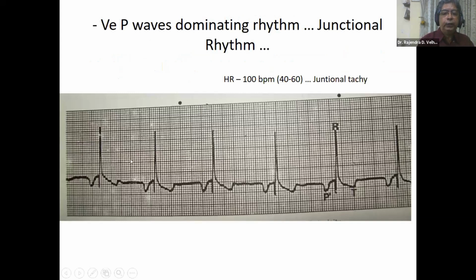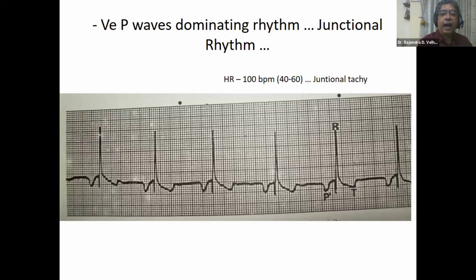Now this ECG rhythm strip is showing you negative P waves throughout. That means here the rhythm is not sinus, but the pacemaker has totally shifted to the AV node, to the junctional tissue. So the rhythm is junctional. The negative P waves are always designated as P dash. Now that means this is a junctional rhythm. Now, what is the inherent ability of the junctional tissue to pace the heart? It is between 40 to 60 beats per minute, as against the sinus of 70 to 160 beats per minute.